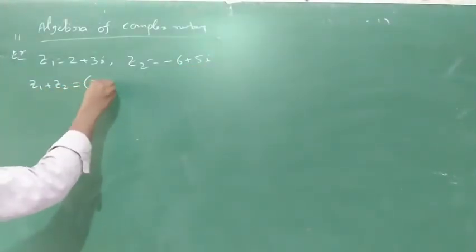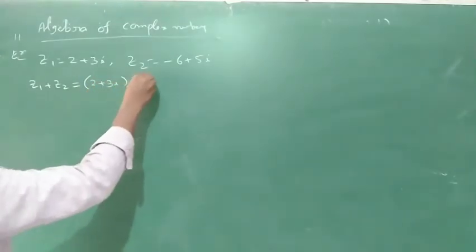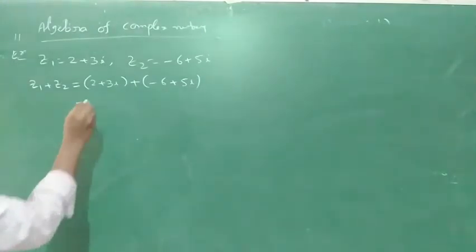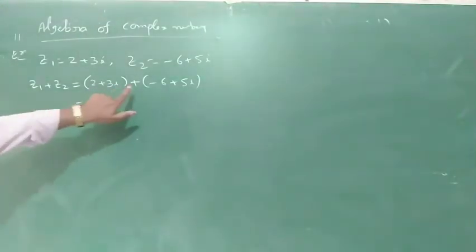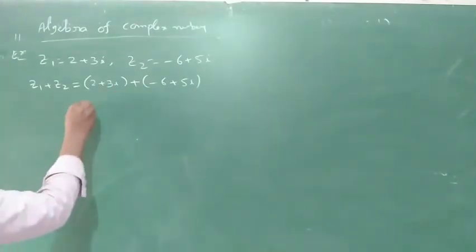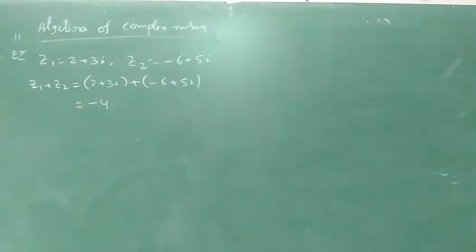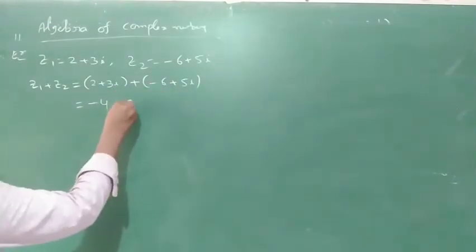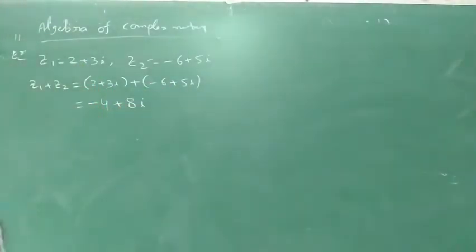Z1, 2 plus 3i, plus minus 6 plus 5i. Adding 2 plus into minus, minus, 2 minus 6 is equal to minus 4. 3i plus 5i, 8i. This one. Adding the real parts and the imaginary parts.